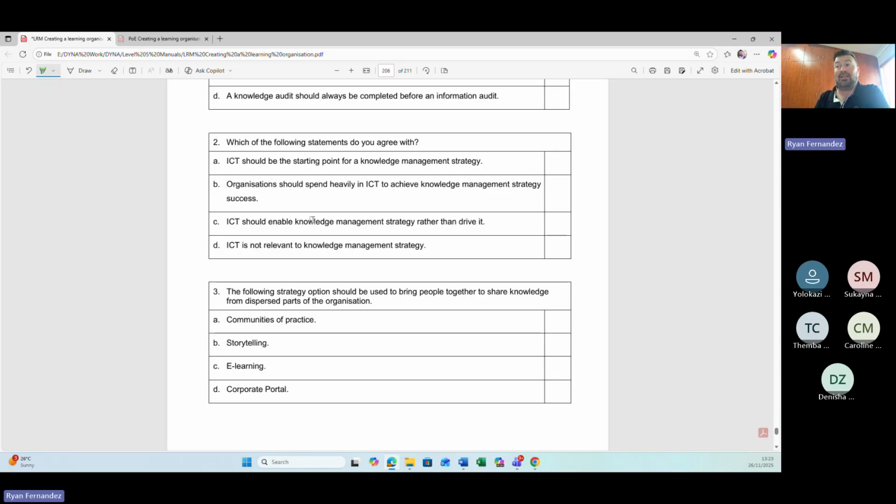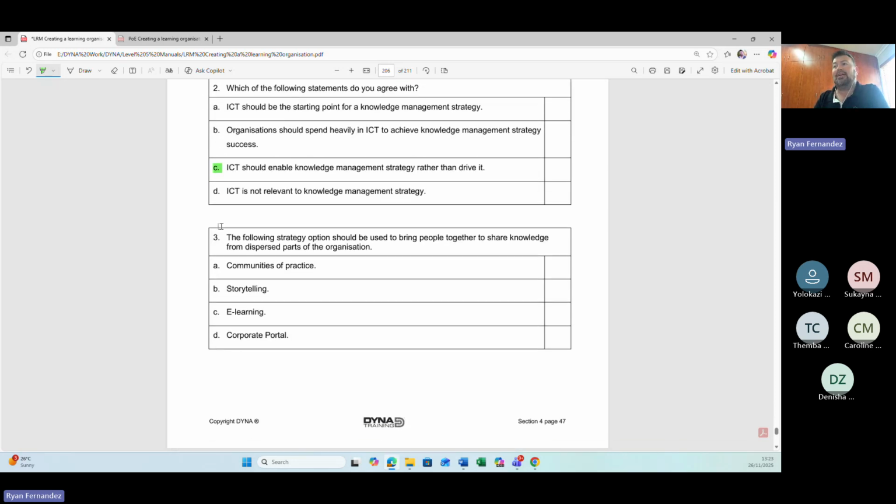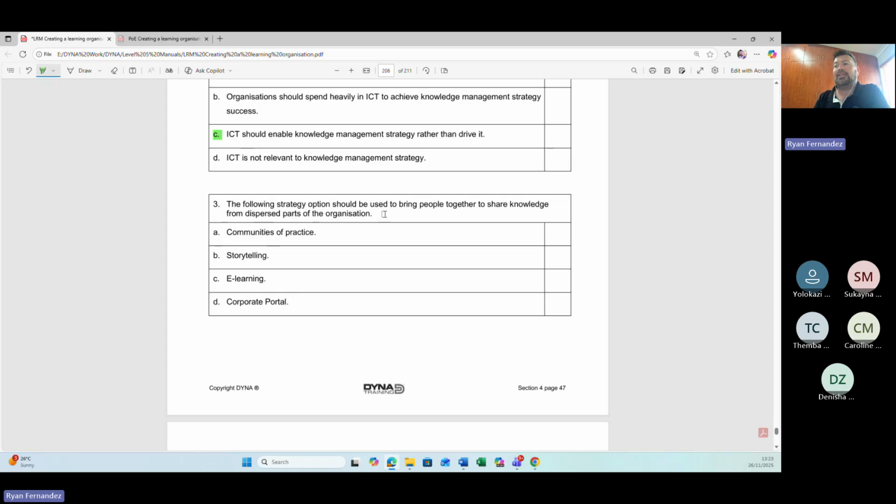So ICT should enable knowledge management strategy rather than drive it. So it is a help, it is a support. It is not the driver. The people need to drive it. Then the following strategy should be used to bring people together to share knowledge from dispersed parts of the organization. So is it communities of practice, storytelling, e-learning, or corporate portal?